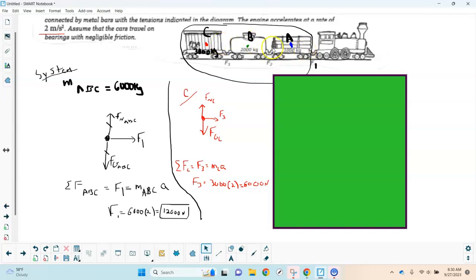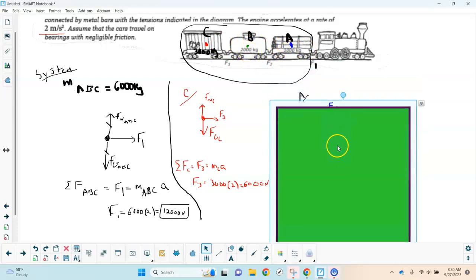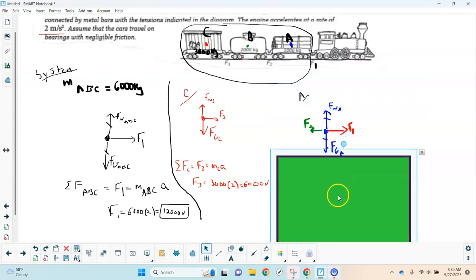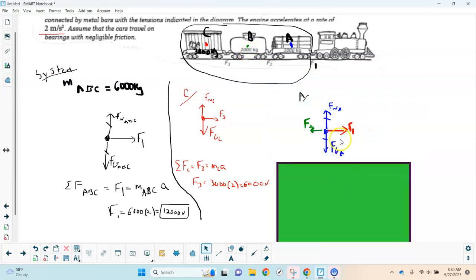Finally, you could pick A or B for the end. Again, whatever one you solve for, you can use the last one to check it. I did A. So looking at A, these are my forces on A. Up and down gravity forces aren't doing anything because there's no friction in this problem. F1, which we said was 12,000, is pulling to the right. That's the bigger force because the whole thing accelerates to the right. And then F2, this other tension in this coupling, is going the opposite way.